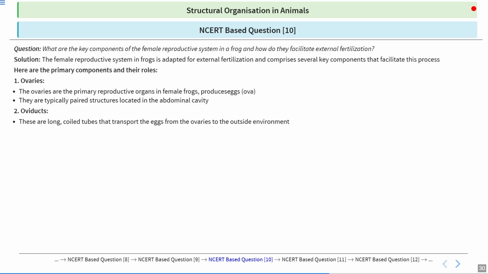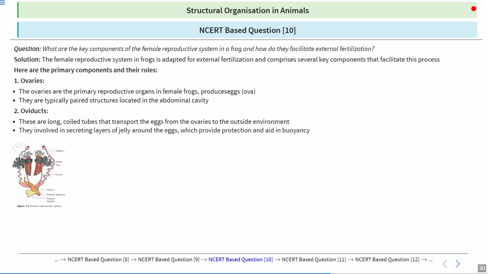So they are involved in secreting layers of jelly around the egg, which provide protection and aid in the buoyancy, right? While passing through this tube-like structure, you can see this tube-like structure is very, very long, right? So when they pass through this tube-like structure, the jelly-like substance is added along the surface of the egg. Okay, and this is providing protection from the outer environment, as well as adding buoyancy, because they are laid in where? Because they are laid in water, so they need buoyancy.